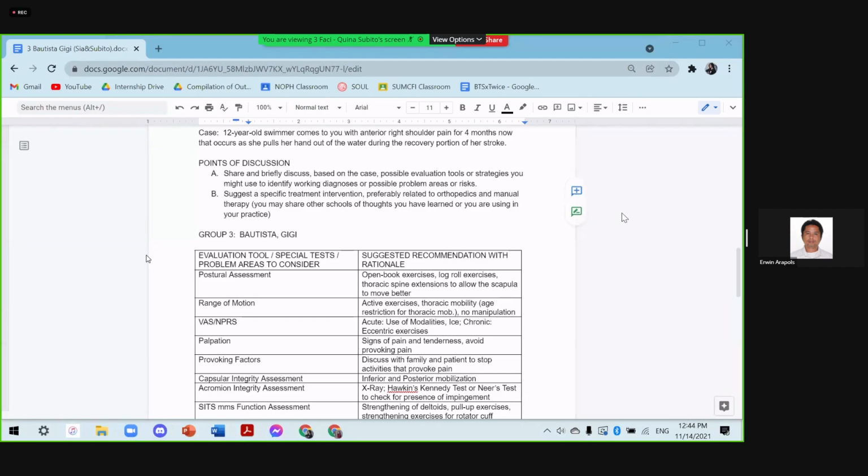Hello, good day. Our case is a 12-year-old swimmer who experiences pain to the anterior right shoulder for 4 months. And this occurs as she pulls her hand out of the water during the recovery portion of her stroke. We have three working diagnoses.